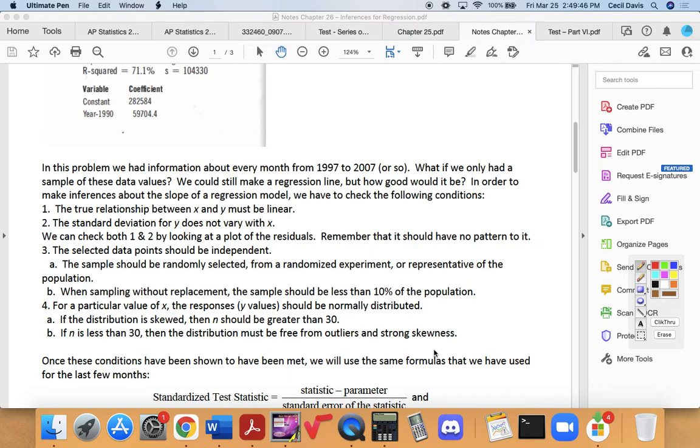I feel like whoever these statisticians are that came up with this, they were just kind of throwing stuff at the wall, and some of it stuck.